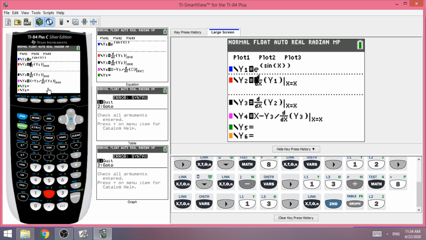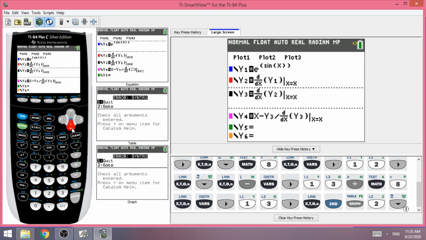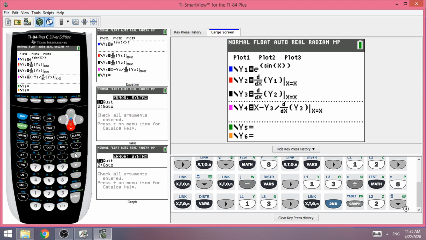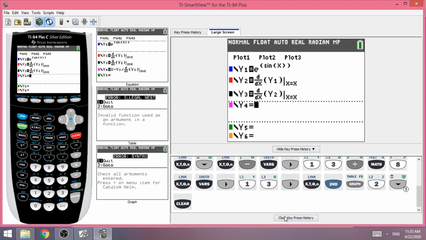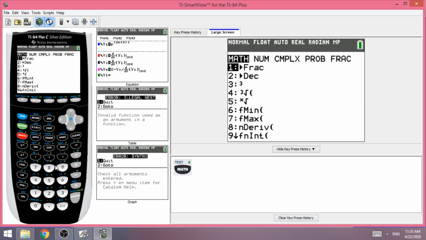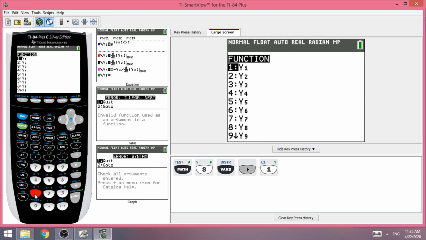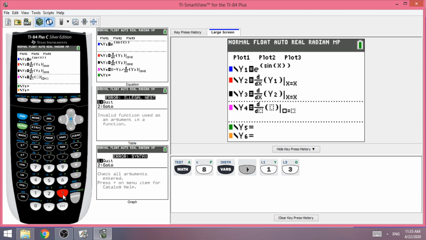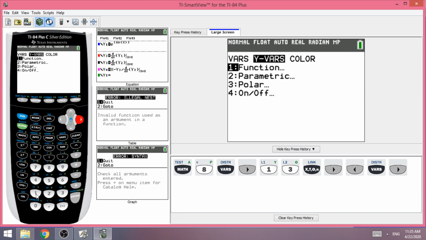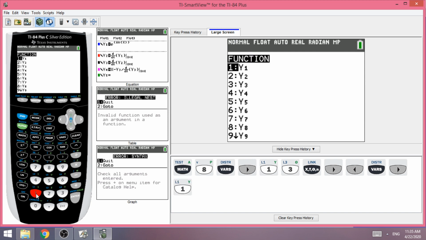Okay, everything looks good. I think what I need to do for y4, I need to take the derivative again because that would be the derivative of y3. Okay, let me just clear this. So one more time, math, 8, y vars, function, and this time y3. Okay, but putting the derivative d over dx, and then y3. Once again, this one is a lot more complicated compared to what we just did earlier.